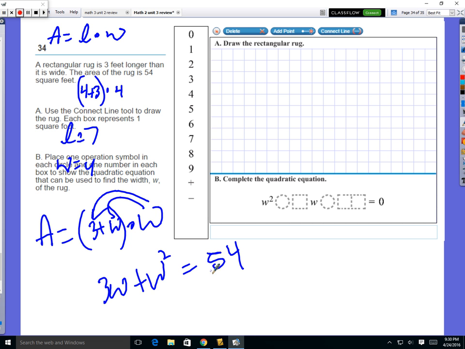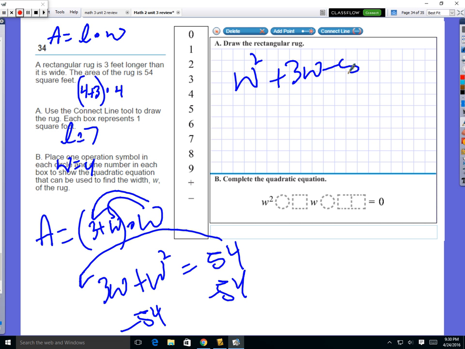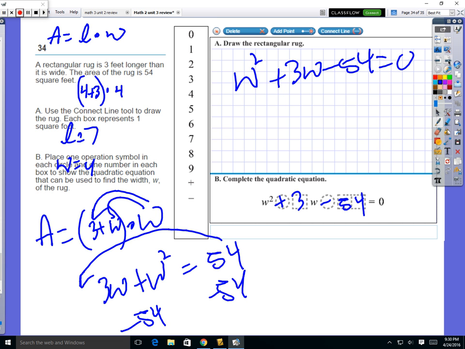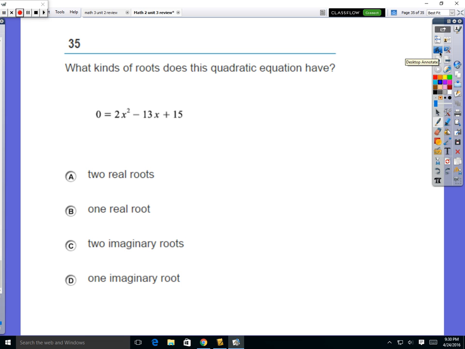Okay, now here we go. I'm going to take my 54 over here. So I'm going to minus my 54, minus my 54, and here's your mess. Put it in order. You got w squared plus 3w minus 54 equals 0. So w squared plus 3w minus 54 equals 0. And the last one, 35.